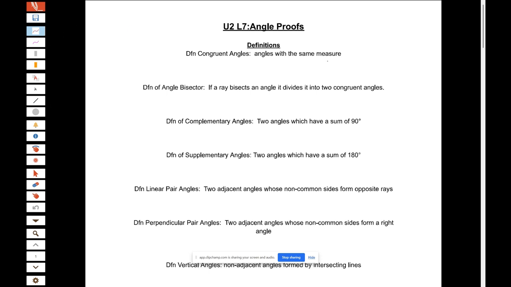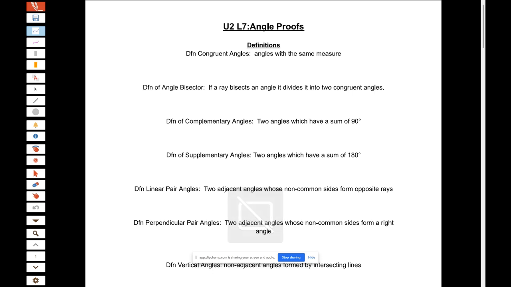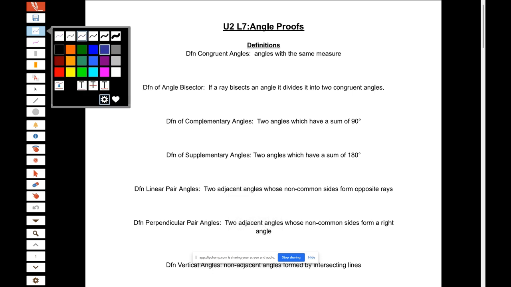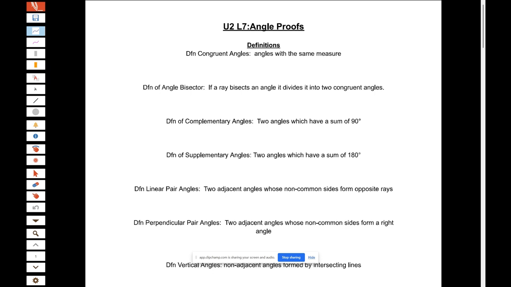When you write a proof, you will need to justify your statements, of course, with definitions, theorems, postulates, and properties that we have learned. So we're going to start by reviewing some definitions for angles that may be used in some proofs, and I will highlight ones that we use very frequently.